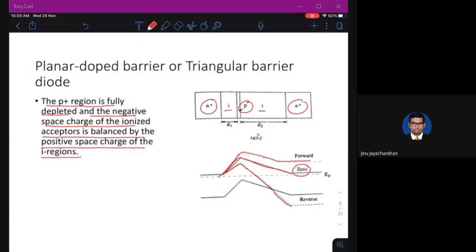Whenever you create a barrier, or a depletion region, there are ionized charges at both ends of the junction. The balancing of this junction is done using the intrinsic layers. The working of this diode is exactly the same as that of our modulated barrier photodiode. There is no difference, but you have a balancing mechanism so that at zero bias there won't be extra charge.